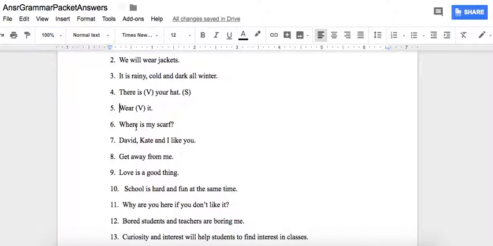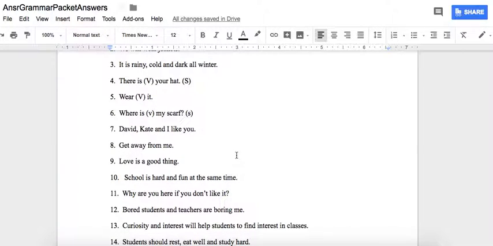And then number 6 is also one of our exceptions. The question, where my scarf is the subject and is the verb. So go ahead and do the rest of these and see if you can find those three exceptions, and then mark all the rest where the subject should be right to the left of the verb. Good luck.